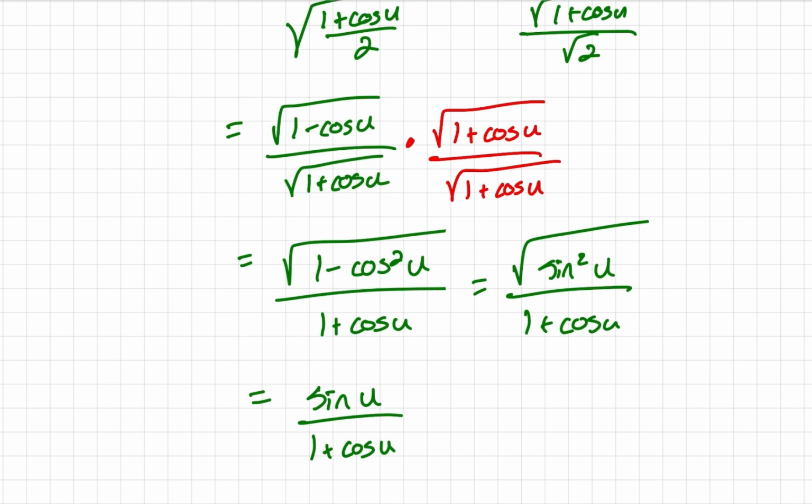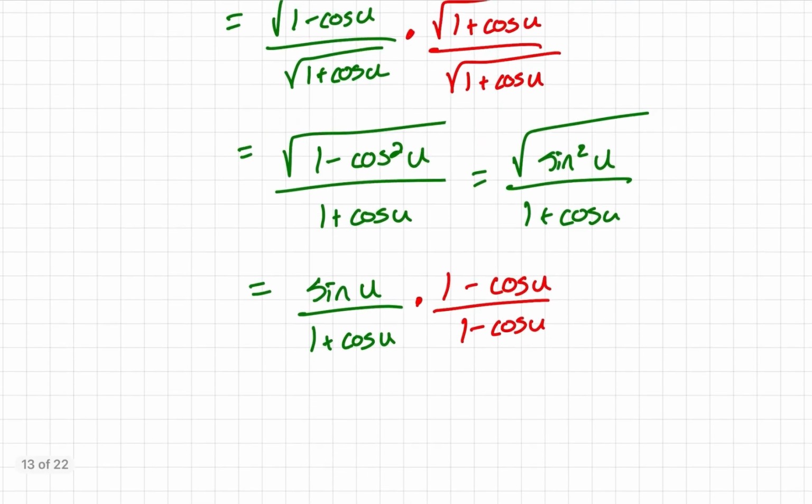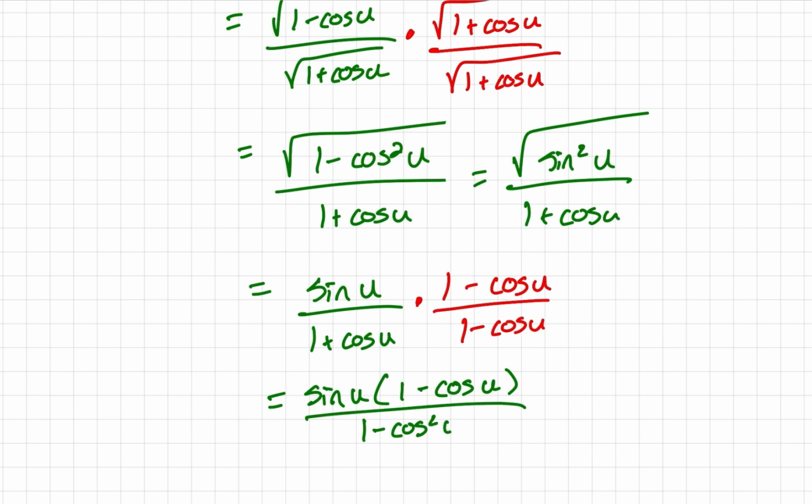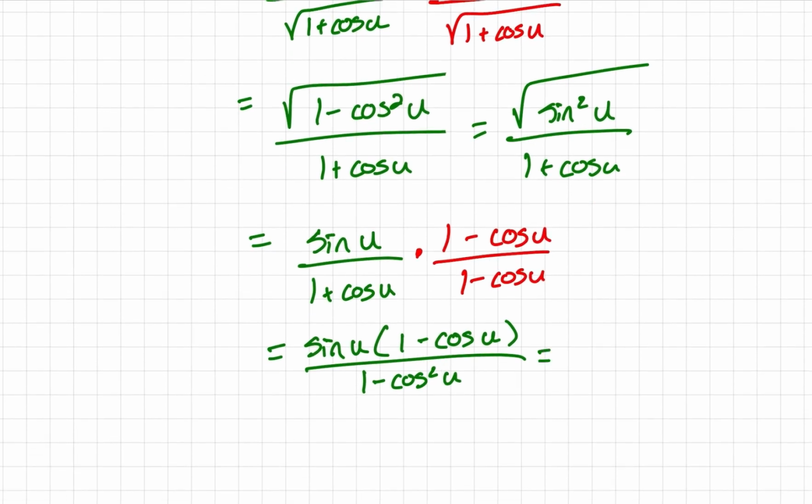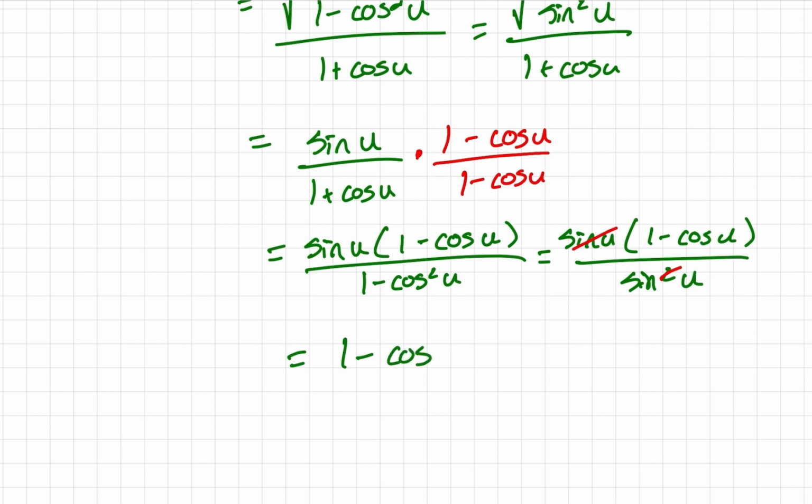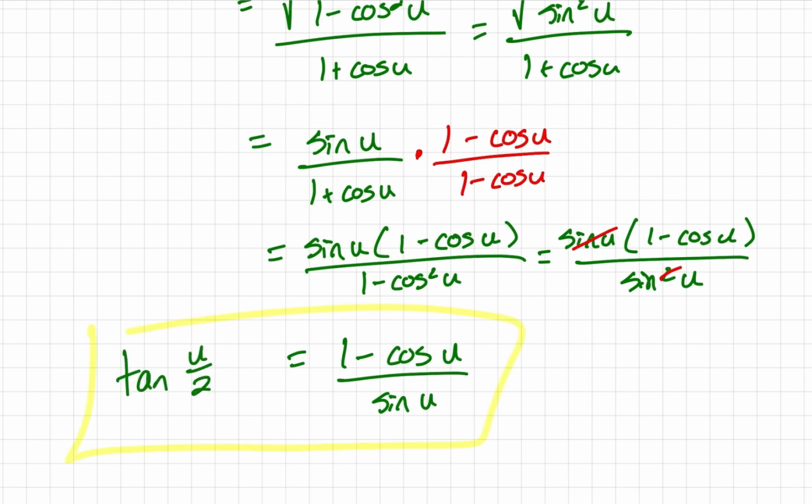And I'm not going to stop here, but multiply by the conjugate of the denominator, which is 1 minus cosine of u over 1 minus cosine of u. So in the numerator, we have sine of u times 1 minus cosine of u, all divided by 1 minus cosine squared of u. You can probably see where this is going, because that denominator is the same thing as sine squared of u. And now I can reduce that sine with one of those, and I have 1 minus cosine of u, all divided by sine of u. And that is the tangent half angle identity. I hope you enjoyed watching.